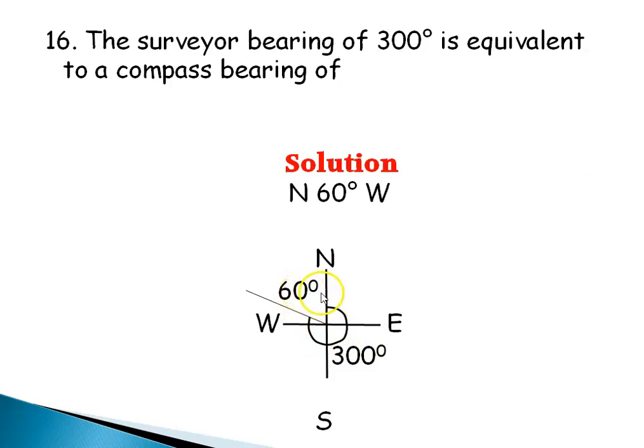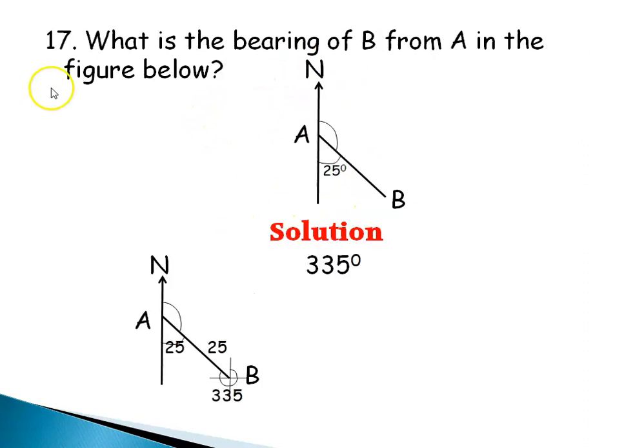To know my compass bearing, I'll look at the direction. I have north, I have west, and I have a 60 degree angle in between them. So to read this, I will say north 60 degrees west. North 60 degrees west. That is the compass bearing. Question 17. What is the bearing of B from A in the figure below?